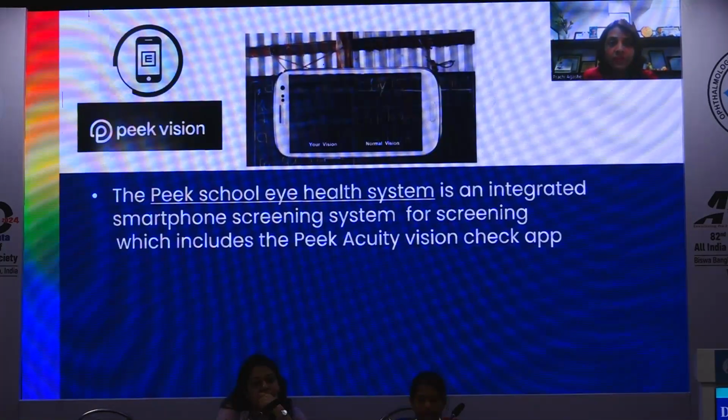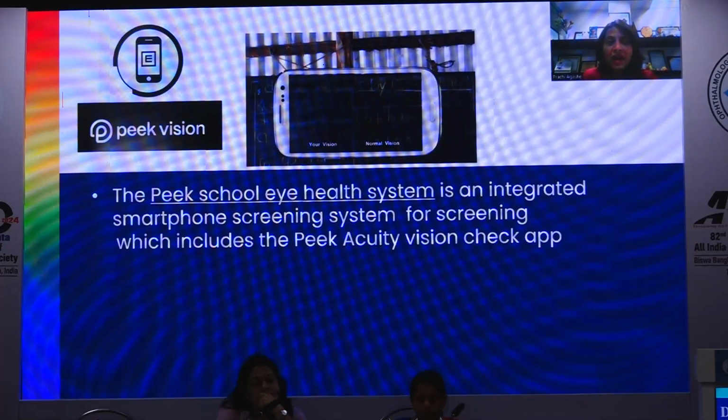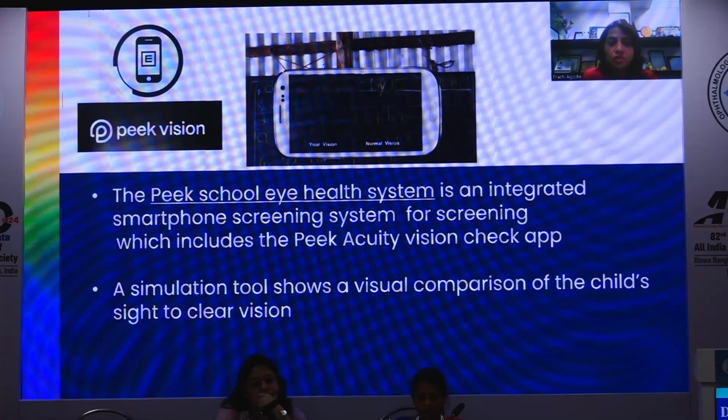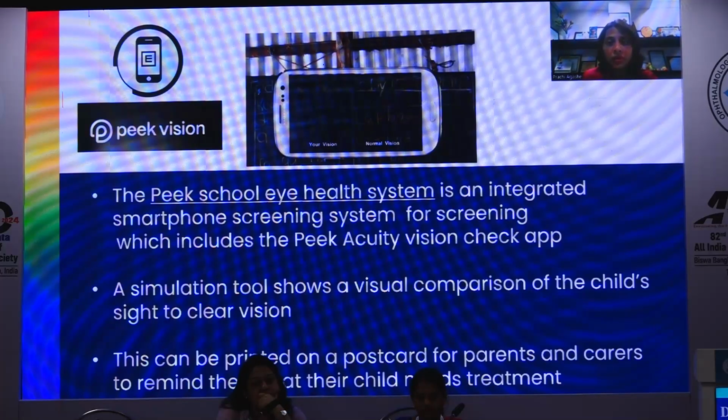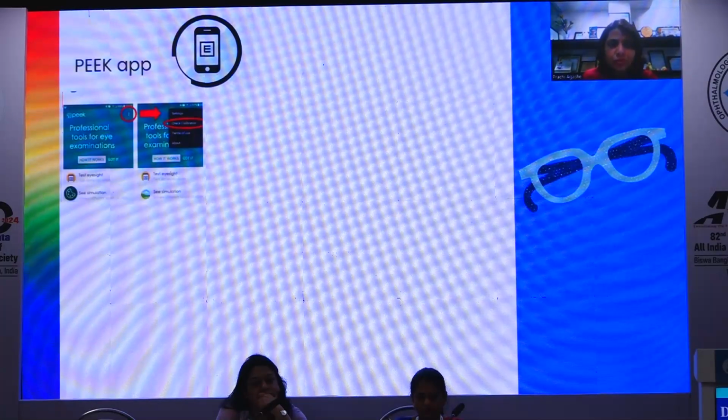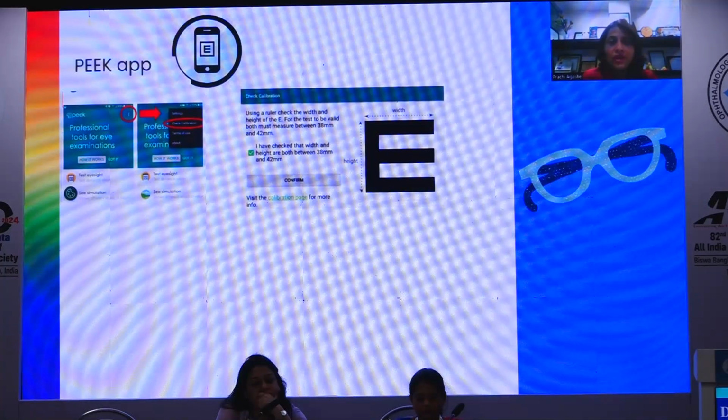In the era of smart age, we have apps which can be used for school eye screening. So this is the Peek Vision acuity app, which is a simulation tool which can compare the child's vision to clear vision, which can be printed and handed over to the parent or the caregiver. In this app, you can just download it from the Play Store. It gives you a tab for calibrating it. You need to measure the height and width of the arms of the E.